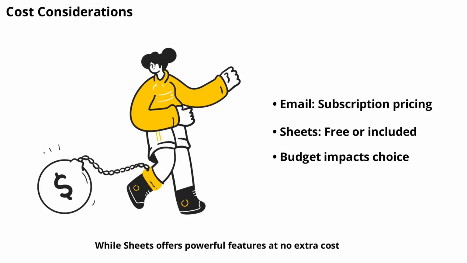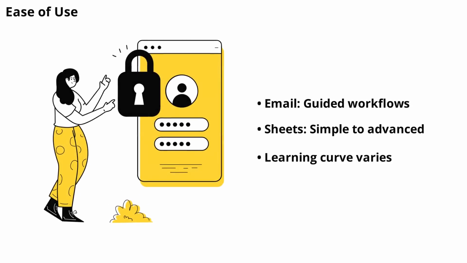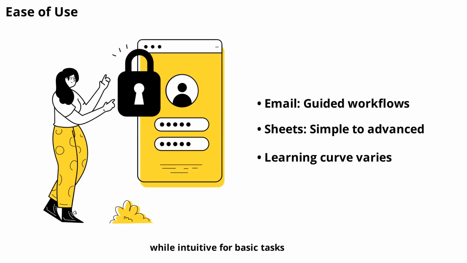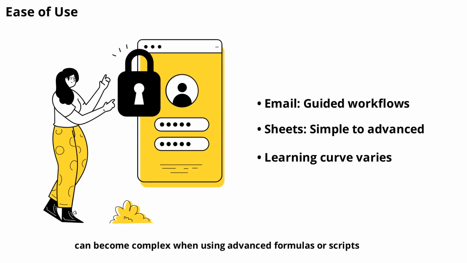While Sheets offers powerful features at no extra cost, advanced email automation requires investment in specialized software. Ease of use can vary depending on your familiarity with each tool. Email automation platforms are designed to be user-friendly, with templates and guided workflows. Google Sheets, while intuitive for basic tasks, can become complex when using advanced formulas or scripts. The learning curve for each tool depends on your needs. Sending simple emails is easier with automation software, while complex data analysis is better suited to Sheets.